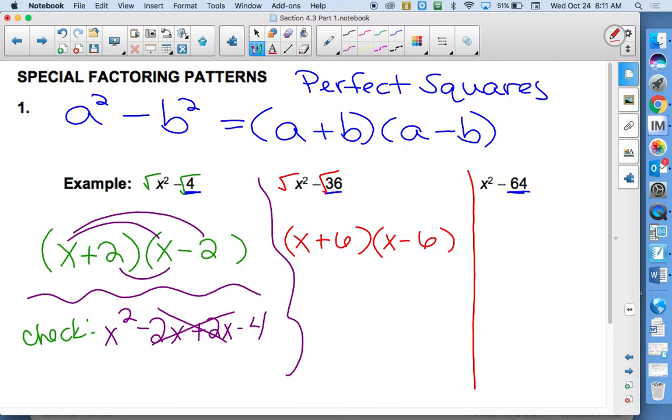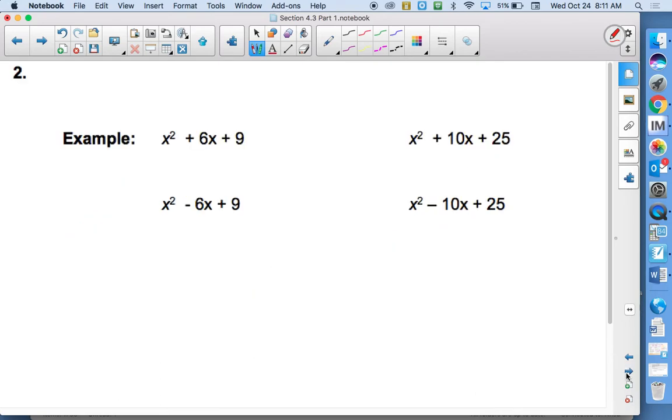Rebecca, what do you have for x squared minus 64? X plus 8, x minus 8. So that's factoring binomial perfect squares. There is one other special pattern, and that special pattern is with trinomial perfect squares. So now there are 3 terms. That last one is the perfect square.